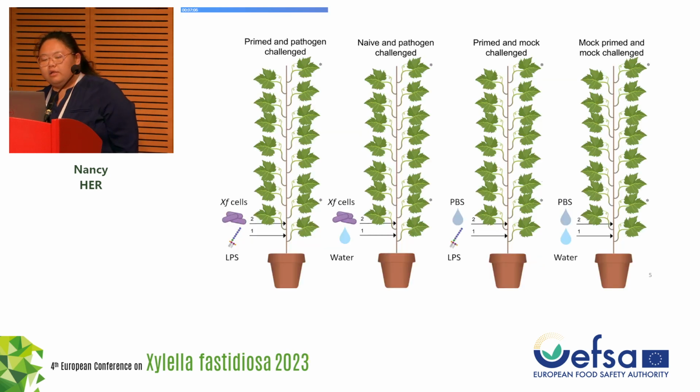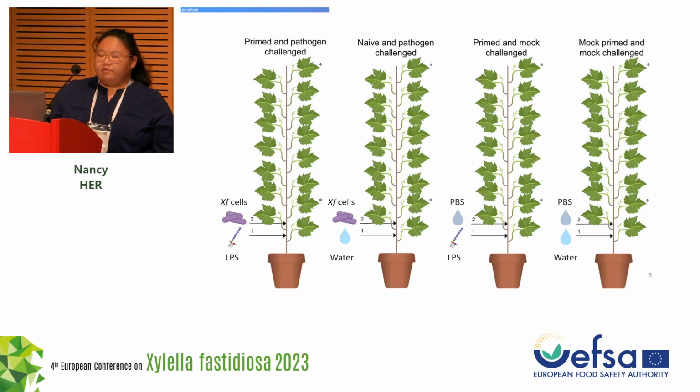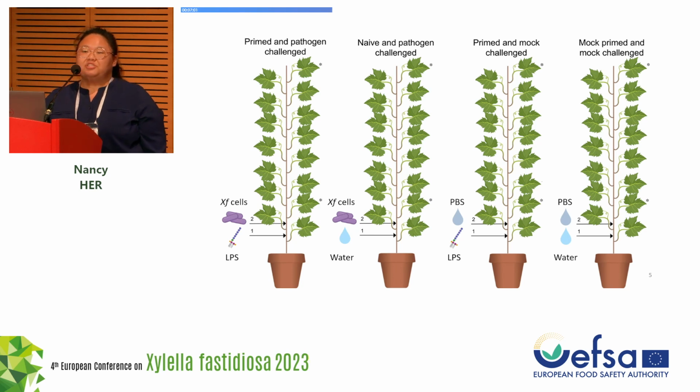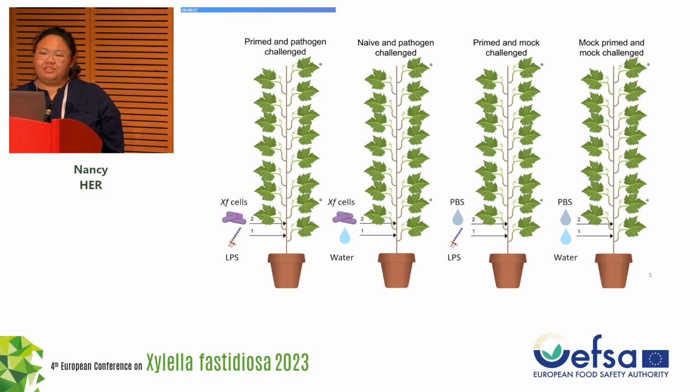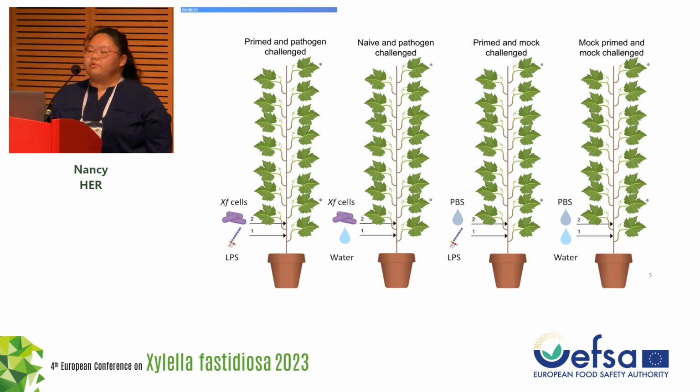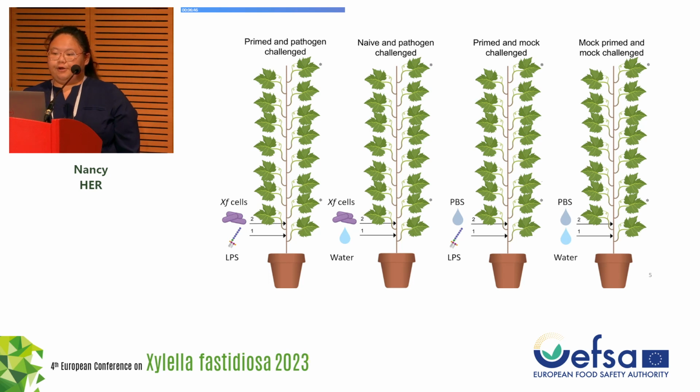So to study that, we primed our plants with lipopolysaccharides and pathogen challenged them with Xylella in our primed and pathogen challenged vines, as you can see in the first column. In the second column, with the naive and pathogen challenged vines, it is naive because it has not been primed with LPS, instead inoculated with water, and then with a pathogen challenge of Xylella later on.